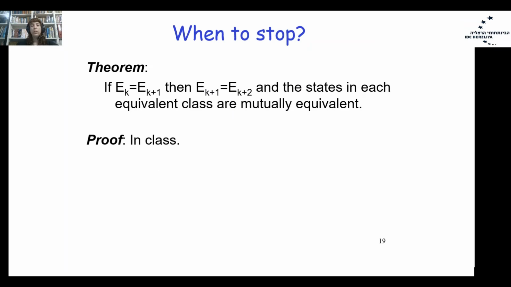So the question is, when we continue with the algorithm, when to stop. The theorem is: if EK equals EK plus 1, then EK plus 1 will be equal to EK plus 2, and the states in each equivalence class are mutually equivalent. We will give the proof of this theorem in a moment.